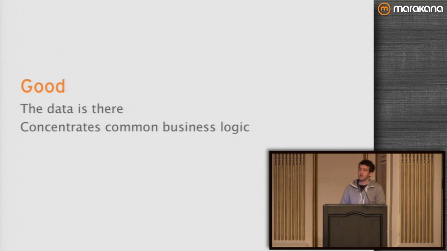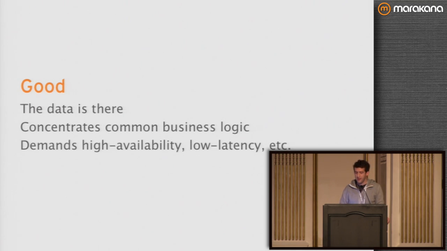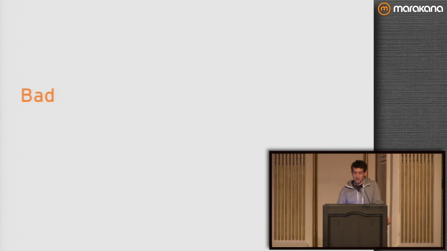Concentrates common business logic as well. So if you have the desktop site and the mobile site, and then maybe you have your Android and iOS clients, different clients can consume your API in the same way. And of course, once you start putting this into production, it demands high availability, low latency, all the kind of features or things that you would expect from a reliable service.